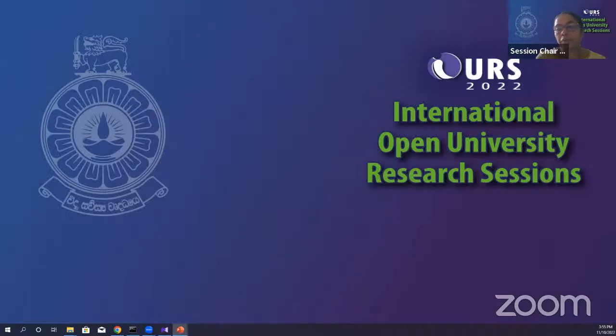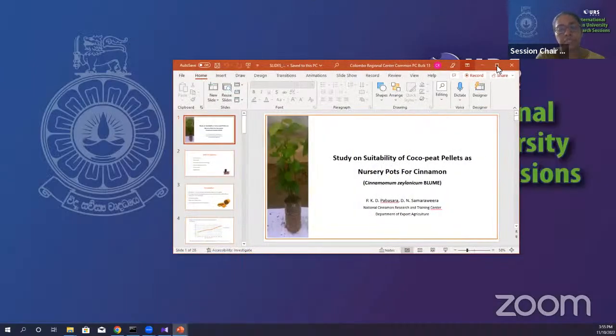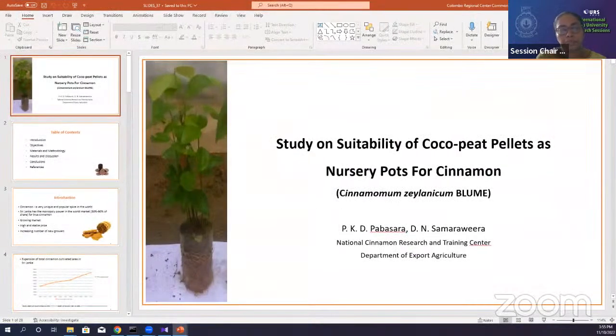I think you want to solve a problem in the nursery of cinnamon, making cinnamon plants, thereby using pellets. So why do you use two sizes of pellets here? There are 2 available sizes in the market, so I used both sizes and tried to select the most suitable size for the cinnamon.